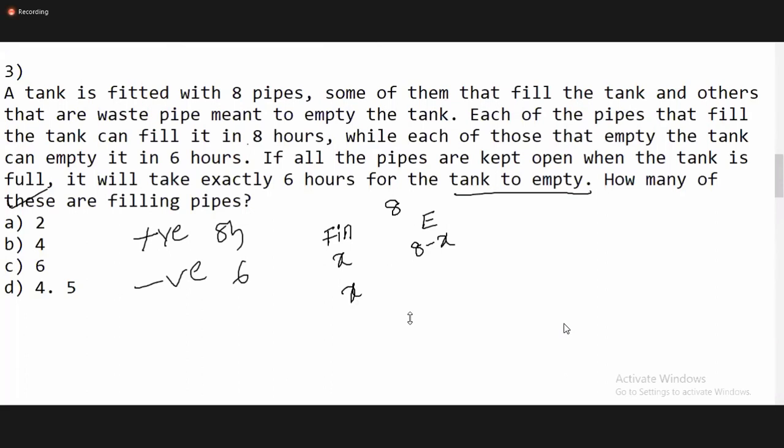Could anybody write the equation? If anybody wrote the equation, could you write it in the live chat? What would be the correct equation?